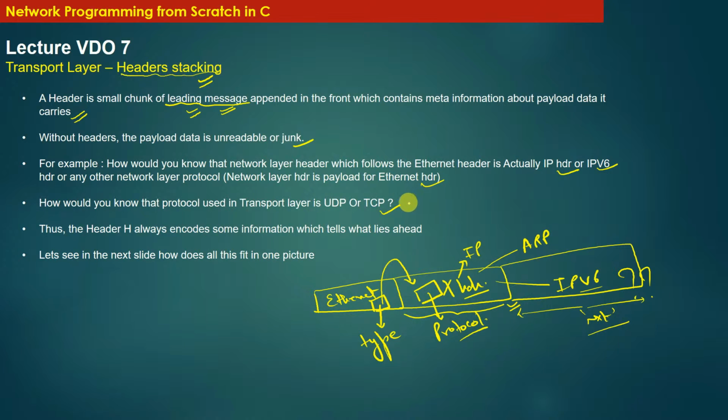When the packet is received on the receiving machine, the network layer of the receiving machine has to hand over the packet to the transport layer. How will the transport layer find out that the application is using UDP protocol or TCP protocol? Thus, header H always encodes some information which tells what lies ahead.